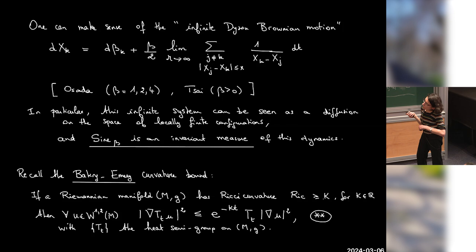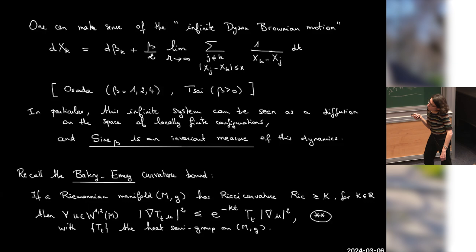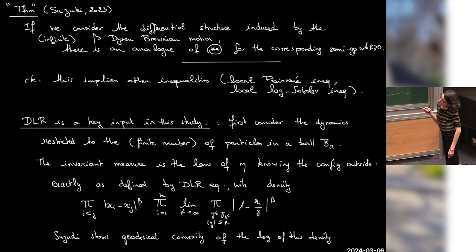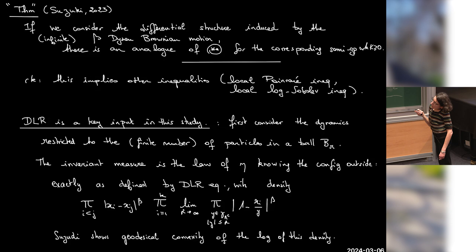So you have a bound on the H^{1/2} norm of the semigroup, if you are on a manifold of positive Ricci curvature. And he could develop an analog of this in the case of the Dyson-Brownian motion. If you look at the semigroup, the differential structure involved by this infinite beta Dyson-Brownian motion, then you can have an analog of the Bakry-Émery bound with a k which is positive.